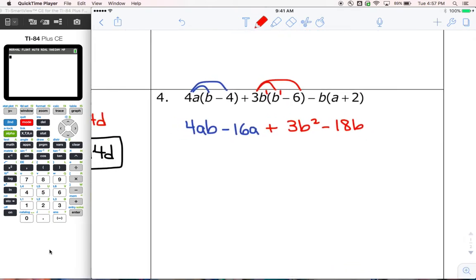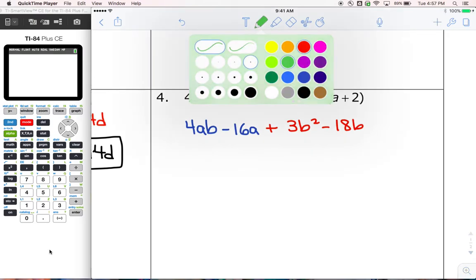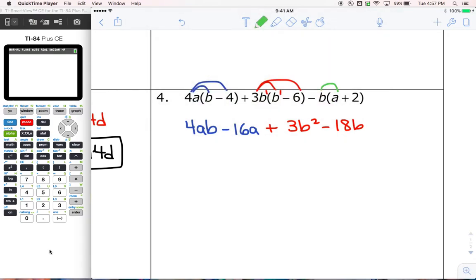And then we've got one final group here that we're going to do. We have negative b. There's not a coefficient at all, so if you want to put a 1, you can do that. So we have minus 1ab. Again, I did alphabetical order. And then negative 1b times 2, which is going to be a negative 2b.